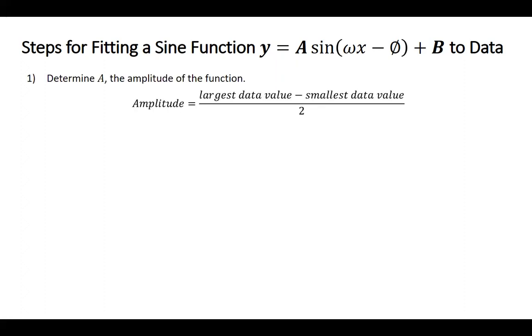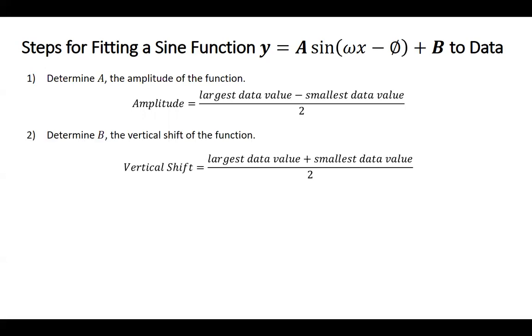So first, determine A, the amplitude of the function. And remember, we're coming off the data. We're not looking at the equation for it. We're coming off the data. So the amplitude is equal to the largest data value minus the smallest data value, max to min, divided by 2, because amplitude's from the center vertically to the peak. So maximum value minus minimum value divided by 2 gives us our amplitude.